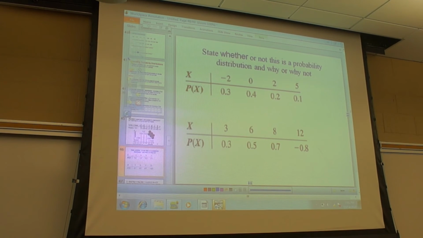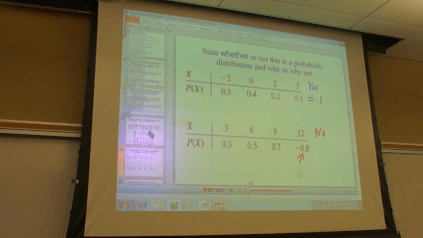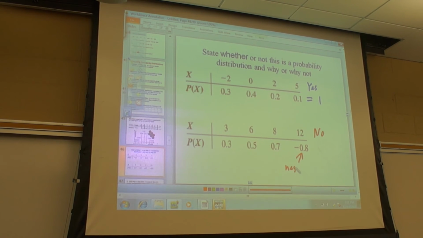Right. So, this first one, can the first one represent a probability distribution? Yes or no? Yes. Why? If you add them all up, you get 1. How about the next one? No. What's one reason why? Yeah, because you can't have a negative probability. Right? That's one problem. And it does not add up to 1.